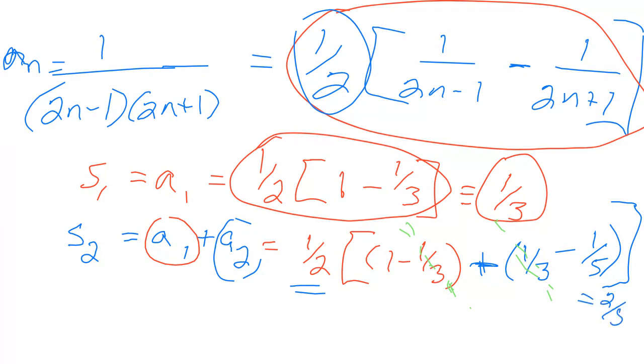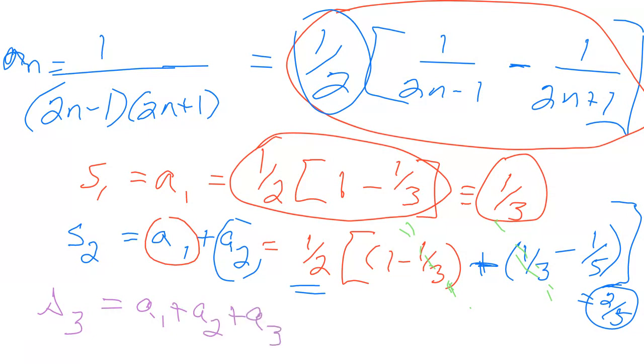So anyway, this is 2/5, and we noticed a pattern: 1/3, 2/5. The next one was 3/7. The next one after that actually is 4/9. But once again, I'm going to do one more here. Use a different color. I'm going to do S sub 3. So really, S sub 3 is A1 plus A2 plus A3.